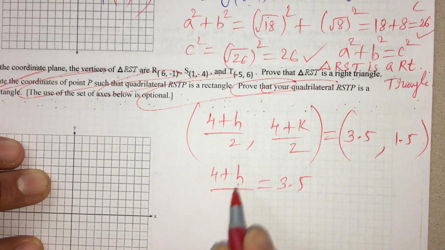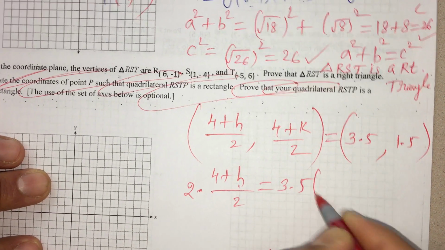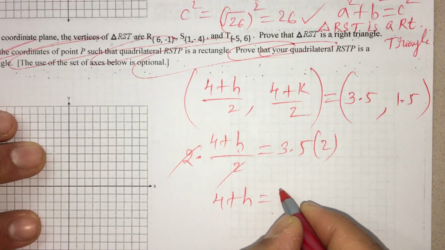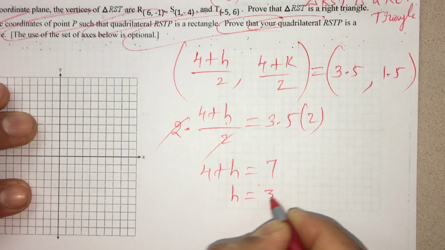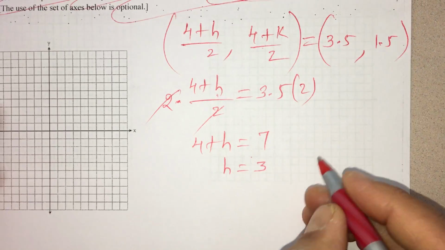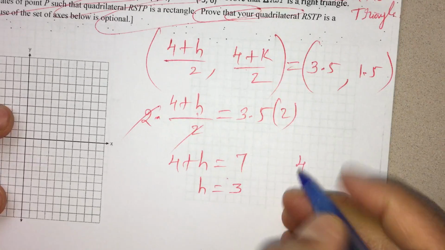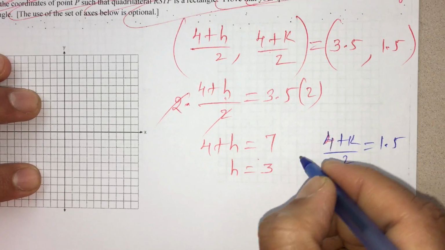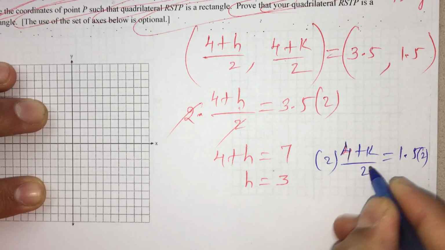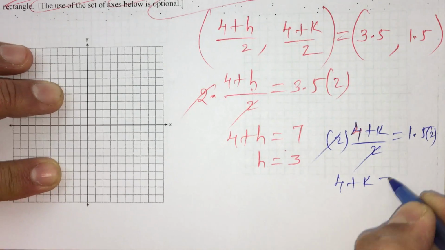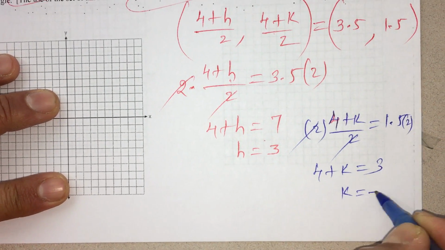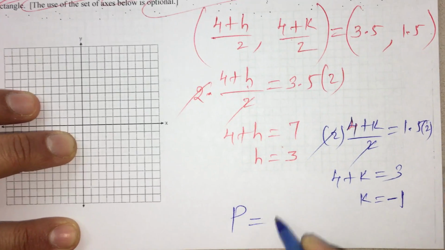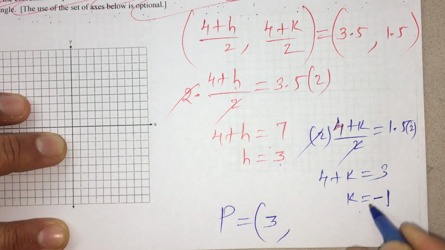That means 4 plus h over 2 is 3.5, and I have to calculate h. So I am multiplying both sides by 2. The 2 gets cancelled. 4 plus h is 2 times 3.5, which is 7. Thereby h is 3. In the same way, 4 plus k over 2 is 1.5. Multiply both sides by 2, then the 2 and 2 get cancelled. 4 plus k is 3. Then k is equal to negative 1. That means the coordinates of P are (h, k), where h is 3 and k is negative 1.